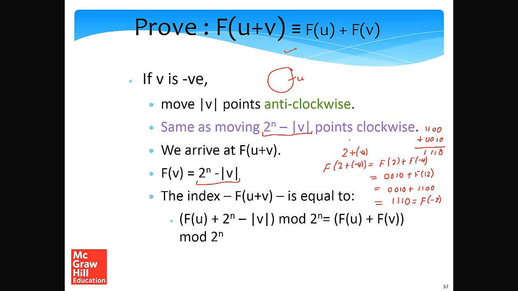So what we can see is that both for positive v as well as negative v, if we need to add two numbers represented in their 2's complement binary notation, we simply need to add them, and the final result will be the representation of what the final result should be. The result of this addition will be the representation of u plus v.